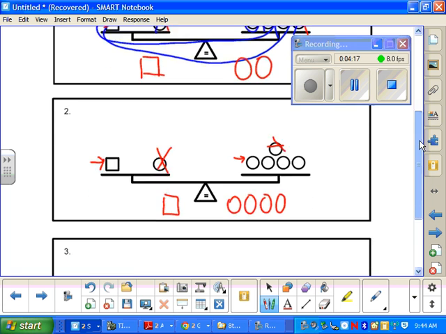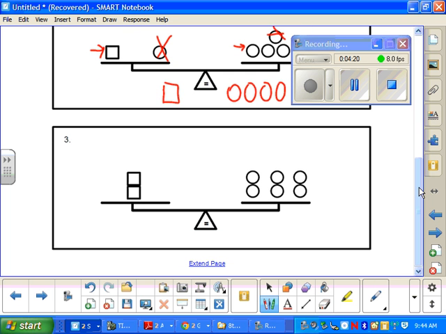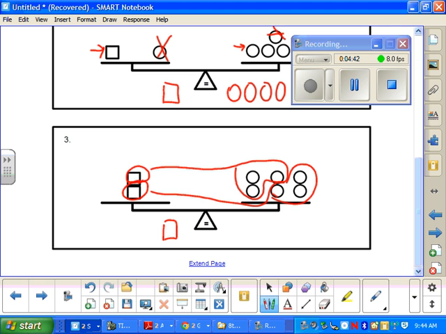Okay, number 3. This is the last one. Okay, we have 2 squares and 6 circles, so I'm going to connect 1 square with 3 of the circles, and then I will connect another square with 3 circles again. Therefore, I have 1 square equals 3 circles. Okay, and if you will notice, once again, we have just balanced this scale out.